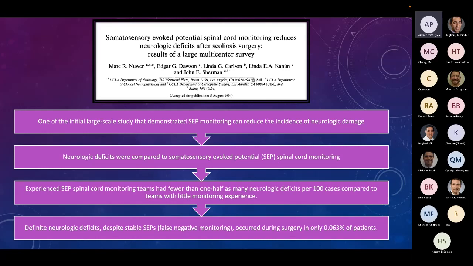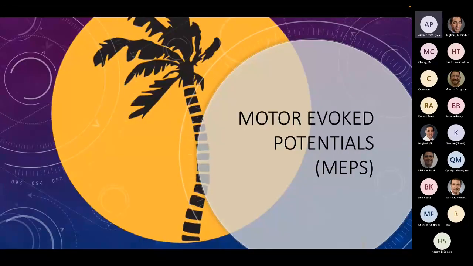One conclusion they came to was that when they used an experienced neuromonitoring team, they had fewer than 1/2 as many neurological deficits per 100 cases compared to teams with little monitoring experience. And so I think that speaks to the fact that we have experienced neuromonitoring teams in the OR with us, as the accuracy is much improved. They found a false negative rate of approximately 0.063% of patients, and so they highly advocated for using SSEPs in surgery. And we'll talk a little bit more about sensitivity.